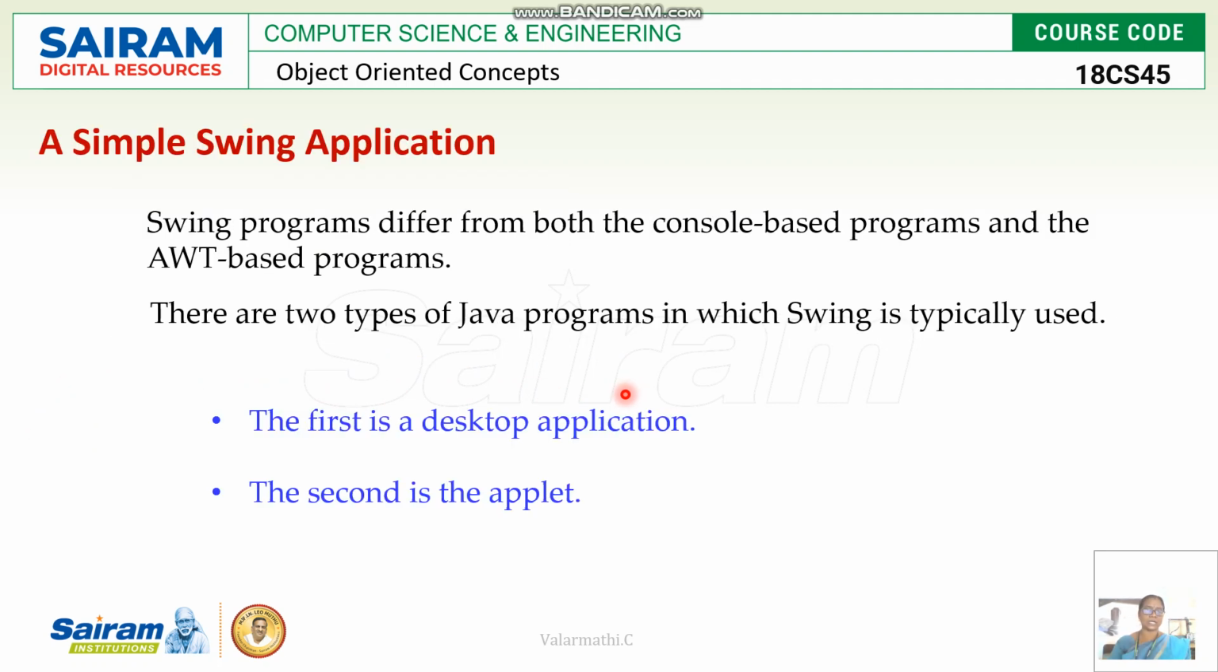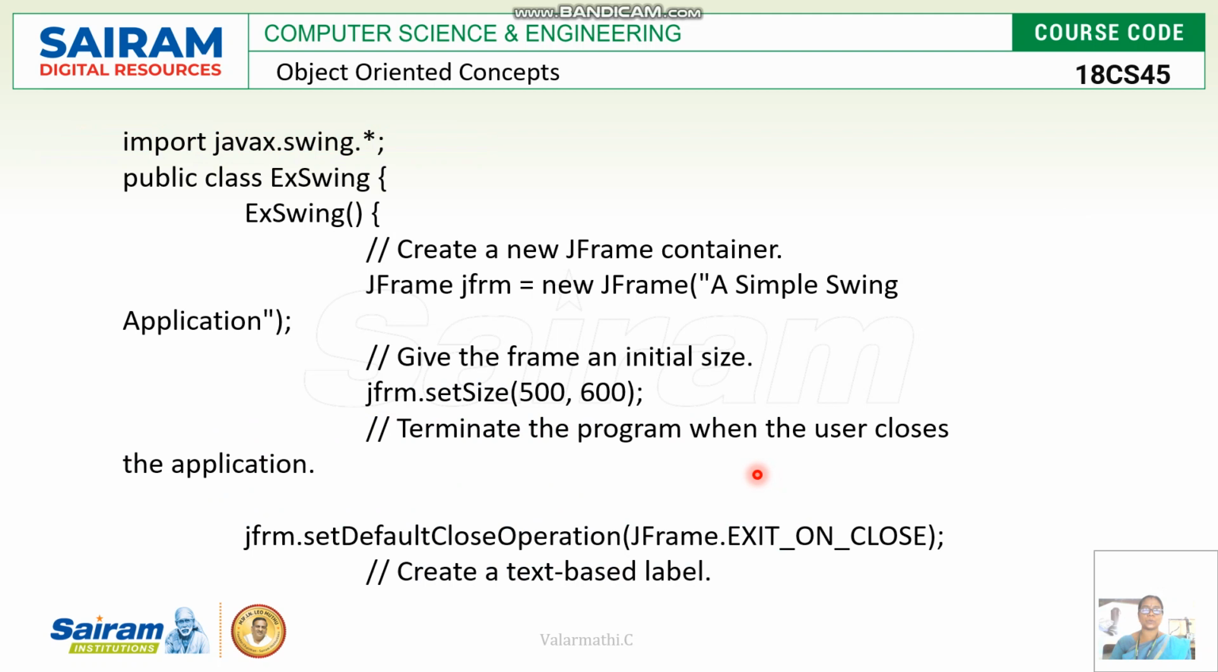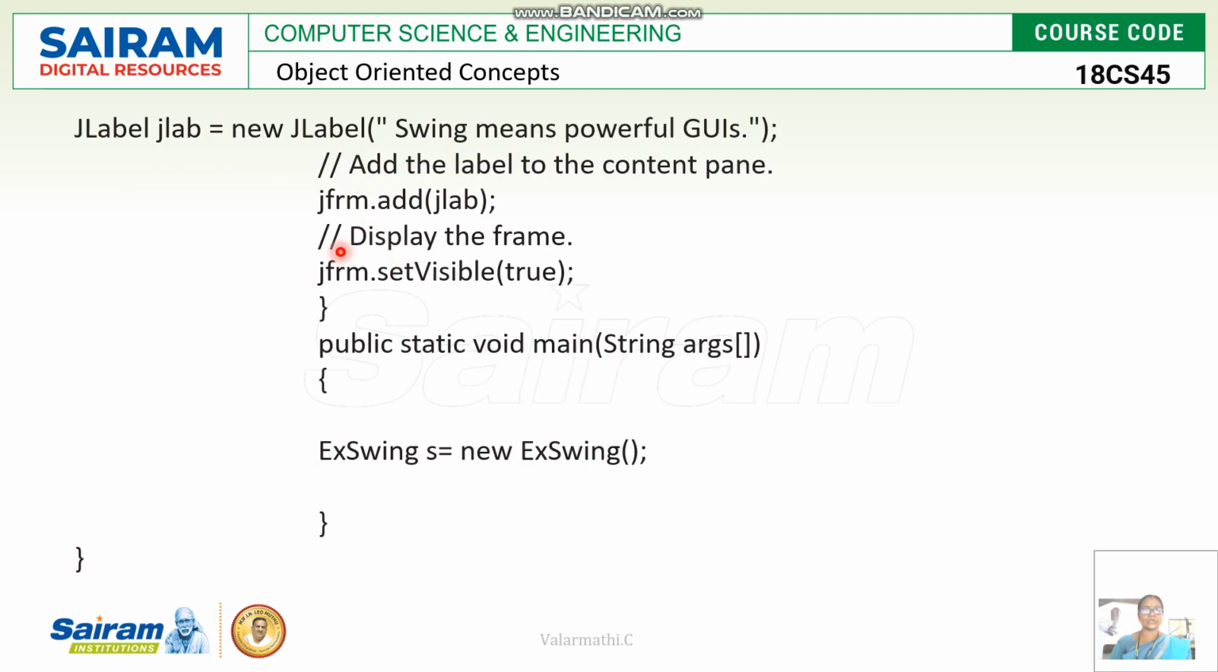We can move on to one simple Java application. Whenever you take a Java program in which Java Swing is typically used, first one is the desktop application, second one is the applet concept. Now we are going to see one example Java Swing program which has one JFrame with a size of 500 by 600, and it has the exit on close default operation also, and we are going to add one label over here with some text message. That is, Java Swing means powerful GUIs. Like that, one labeled text message we are going to do.